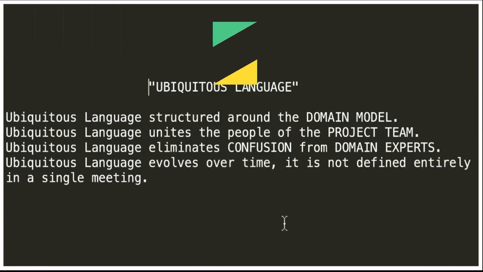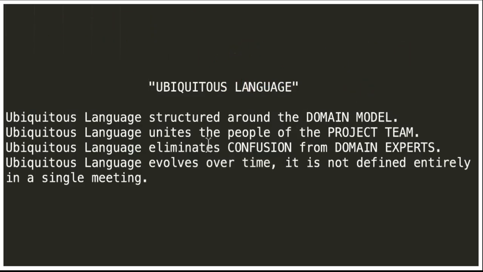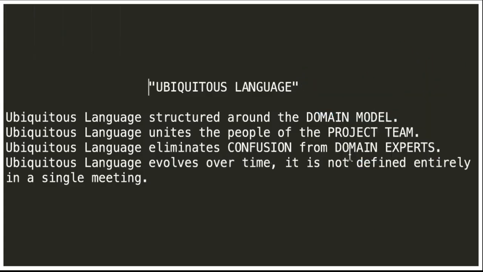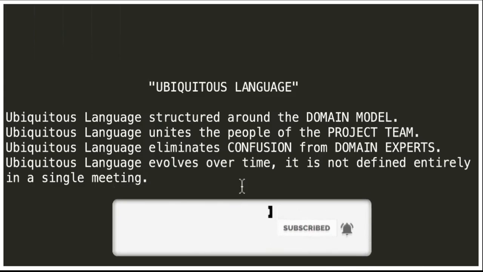Let's see some of the characteristics of ubiquitous language. It's structured around the domain model. It unites the people of the project team because we are going to use the same term across the team members, and it helps to eliminate confusion from domain experts. It evolves over time because it is not defined entirely in a single meeting; it takes time to understand these terms.